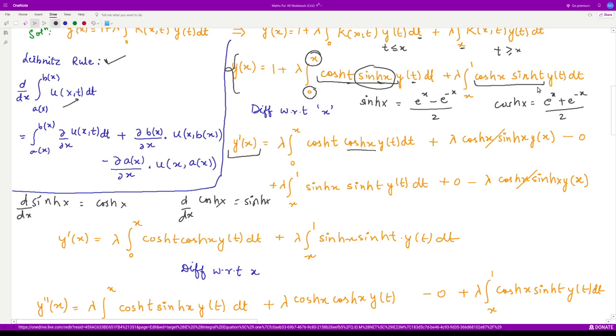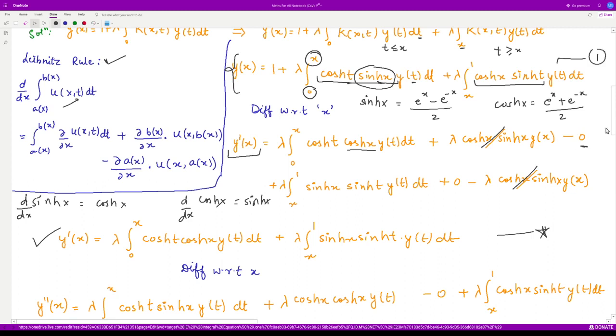The same thing we do with the second term. We obtain this. So you see this term cancels with this term. So we are only left with these two terms. So y dash x is this, right? Mark this as equation star and this as equation number 1, the value of y of x.